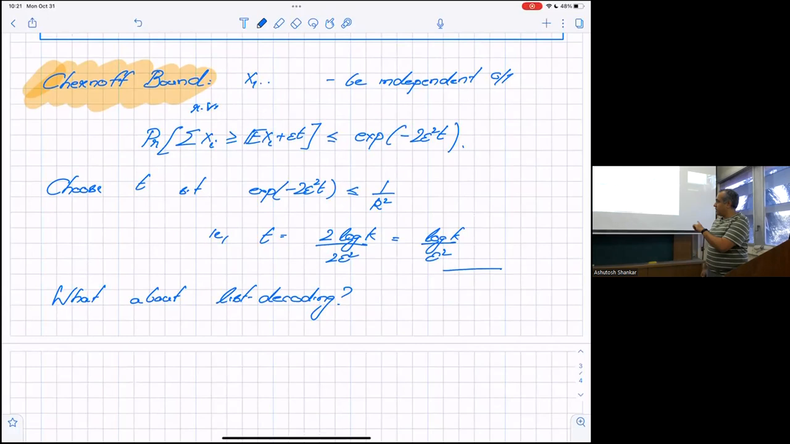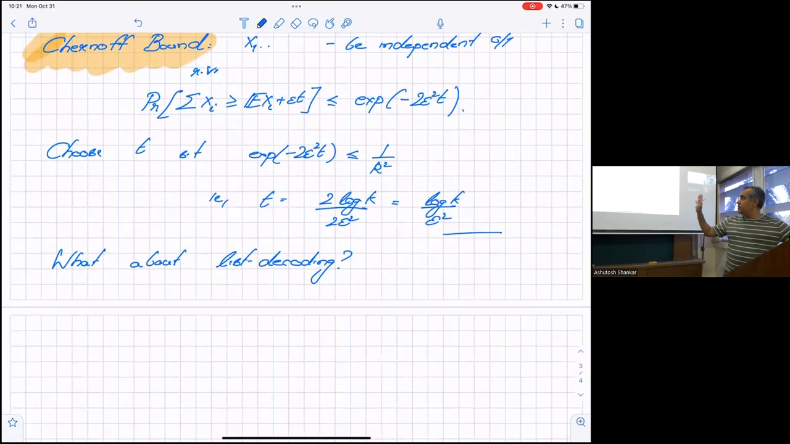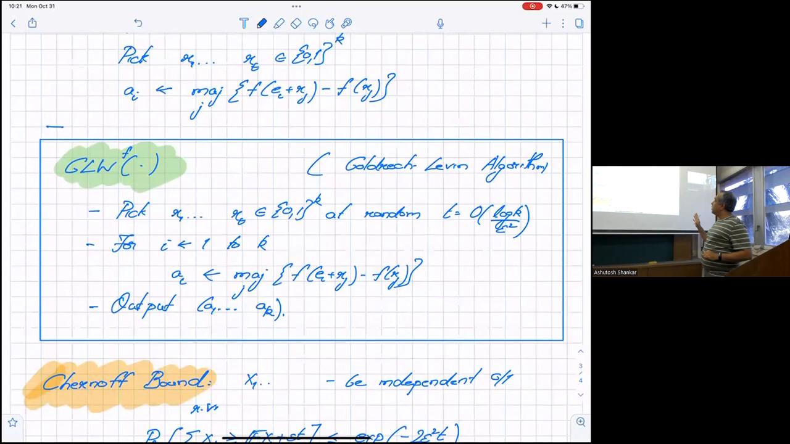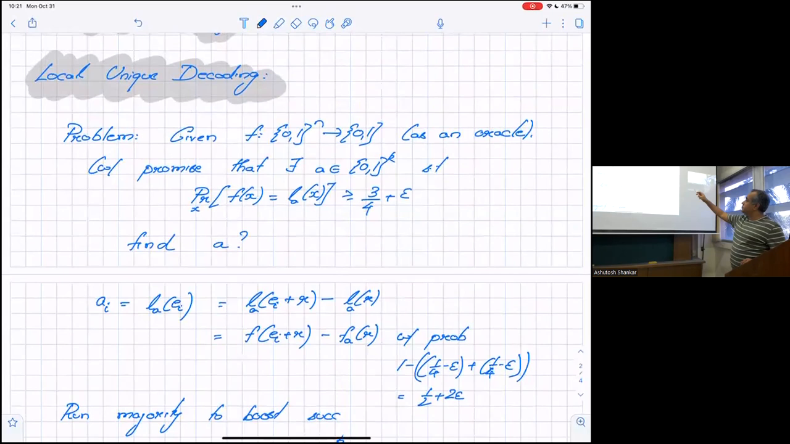So by the way, unique decoding GLW is here. And notice GLW will work as long as the guarantee is any number larger than 3/4. Why do I need any number larger than 3/4? I needed it to be slightly better than random, 3/4 plus epsilon. If it was 9/10 or 7/8, I could have handled it. The algorithm will not work if it becomes 2/3 or anything less than 3/4.